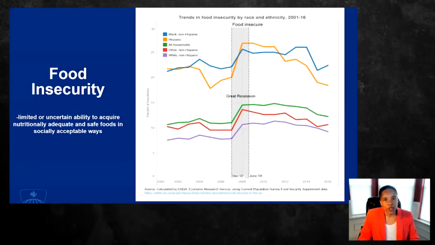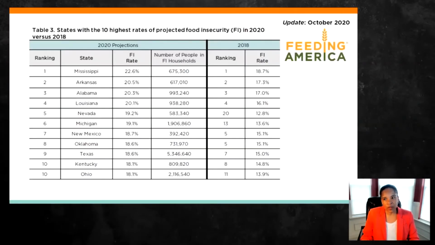Another great challenge that can have an impact on health outcomes and certainly health equity is this issue of food insecurity. That's defined as the limited or uncertain ability to acquire nutritionally adequate and safe foods in socially acceptable ways. And what we see is that both non-Hispanic Black and Hispanic individuals in the United States have a greater burden of food insecurity. And that burden tends to spike for all groups during times of economic downturn. Certainly we saw that during the Great Recession, and we're seeing that now during the COVID-19 pandemic.